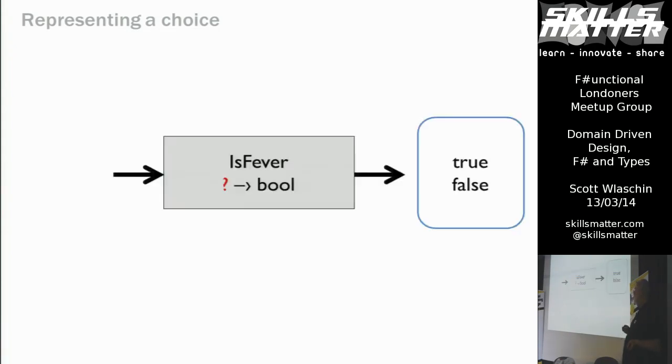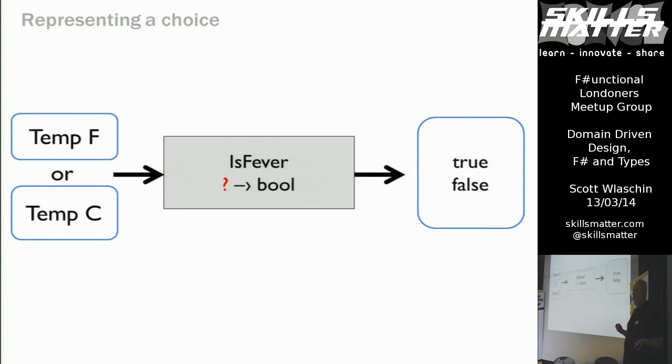So let's think about choices. Let's say we have a function that tells me whether I have a fever or not. The input is a temperature, and the output is a Boolean. If it's more than 101 Fahrenheit or 38 something centigrade, then you have a fever. But here's the problem. It could be Fahrenheit or centigrade. It's a really nice, generic function that works with any kind of temperature. I could also put Kelvin in there if I was going to be really nerdy. So the question is, how do we model that? What type is that thing?